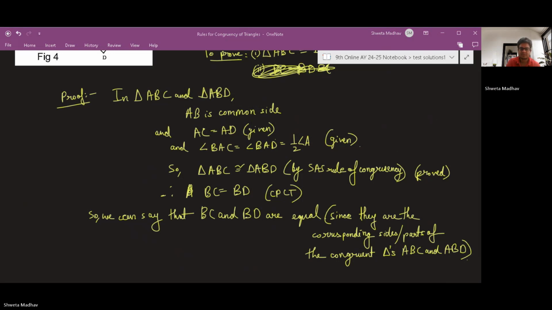Then we have to solve the fifth question.